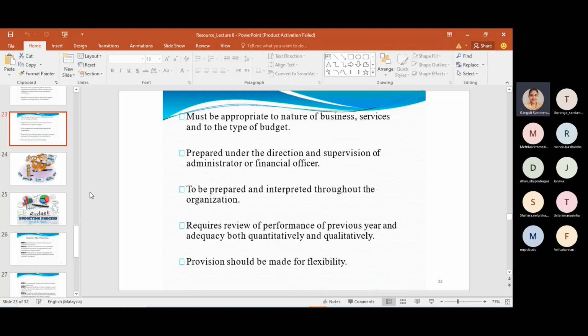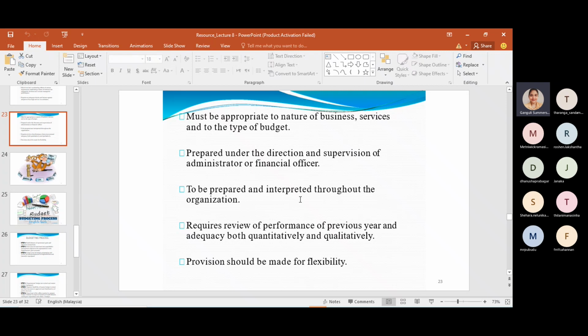And whatever budget you prepare should be interpreted throughout the organization. For example, like I said just a few minutes ago, once you make the departmental budgets, you will collect all the budgets made by different departments and you will interpret them. As a team, you will interpret each and every departmental budget, and only then will you make one common master budget. So interpretation is necessary.